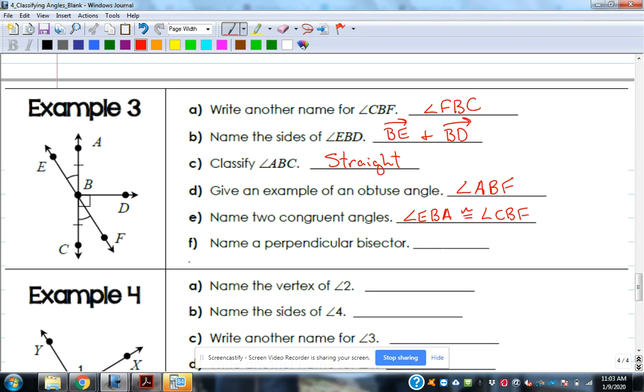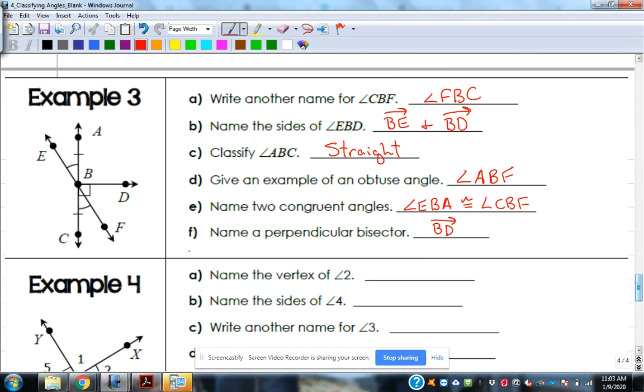And then F, name a perpendicular bisector. Ray BD. Why can I not call it line BD? Yeah, it doesn't have an arrow coming out the other side. So be careful. Don't add anything to your picture. Really just use what's there. Okay. Example 4.